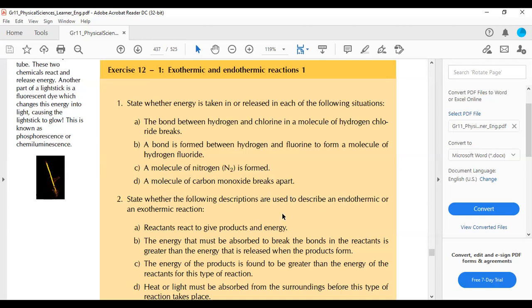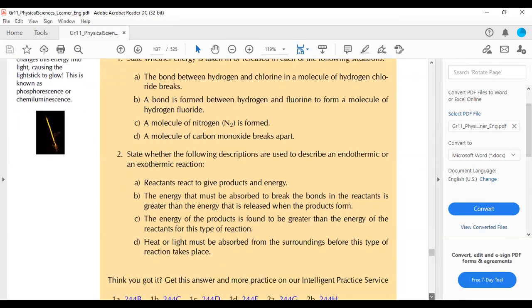State whether the following descriptions are used to describe an endothermic or exothermic reaction. Okay, so let's start with the first one. It says here reactants react to give product and energy. So here we've got our reactants arrow gives you product and energy. What do we know this as? This is our exothermic reaction because our energy is on the product side. Does it make sense?